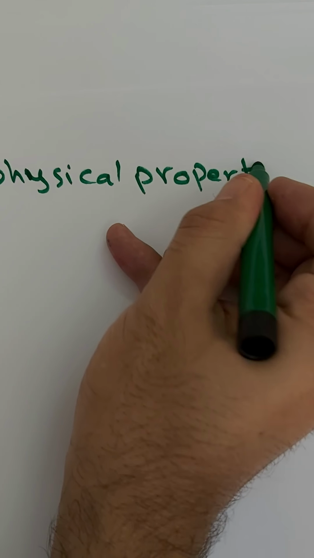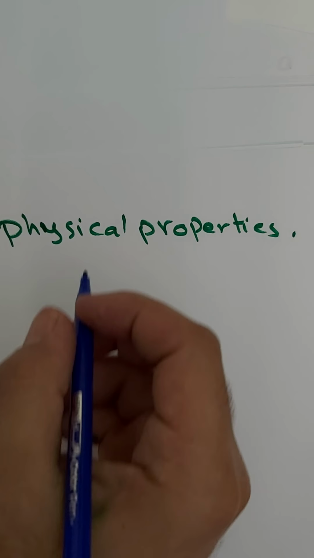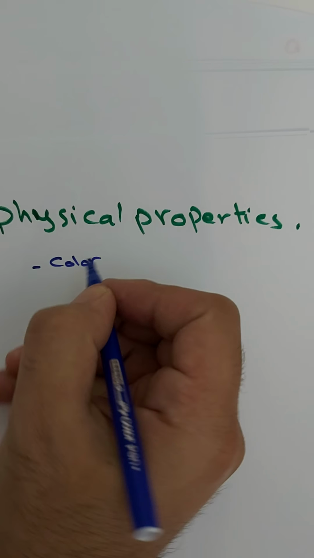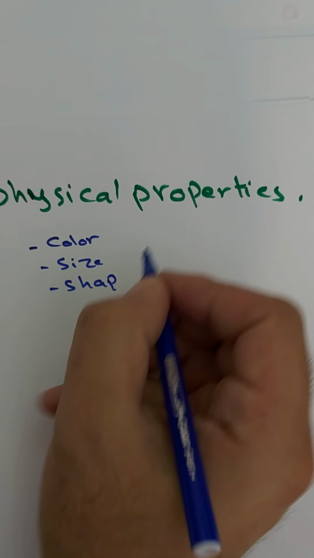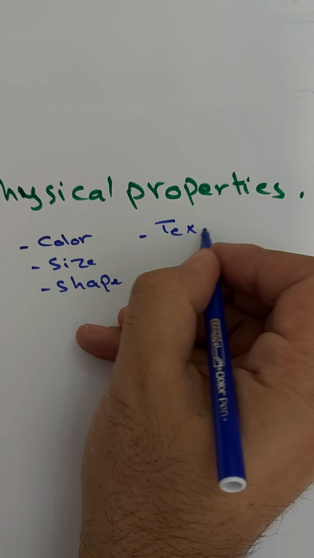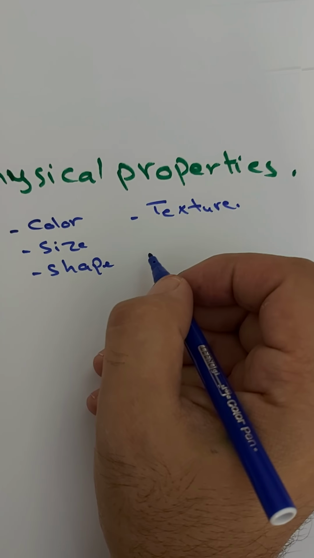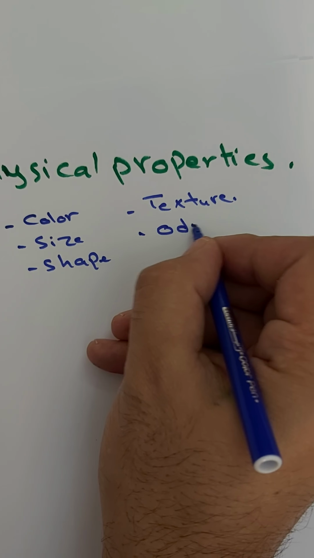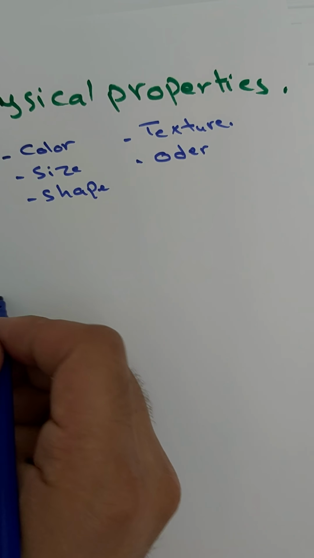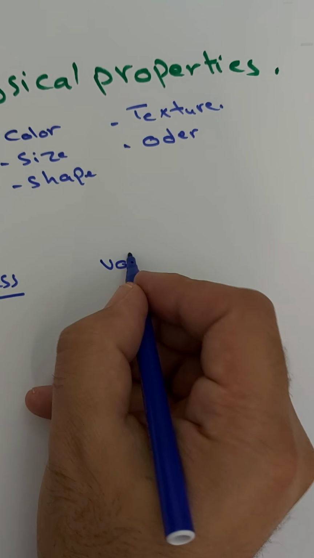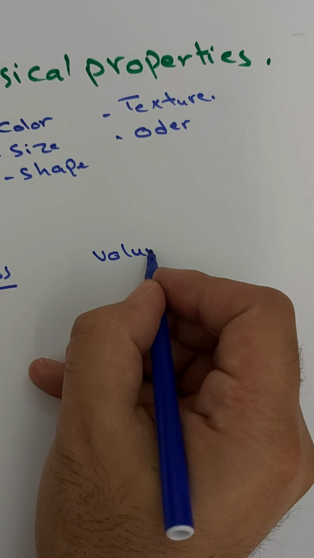And we said a physical property is a characteristic of matter. We can observe it or measure it directly, like color, size, shape, texture, for example odor, mass, volume and density. And we said mass means what, volume means what, and density means what.